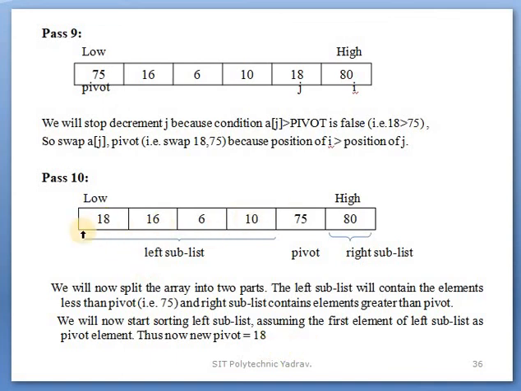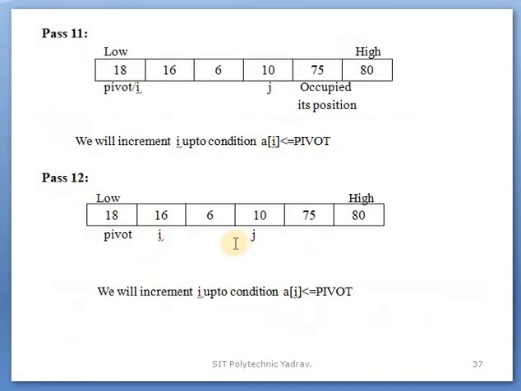And in this, 18 is the pivot element, I is for 6, I pointer and j pointer are inserted, I for starting, j for ending. In pass 11 that shows that. Okay, 18 as the pivot, I is assigned to low, j is assigned to high.